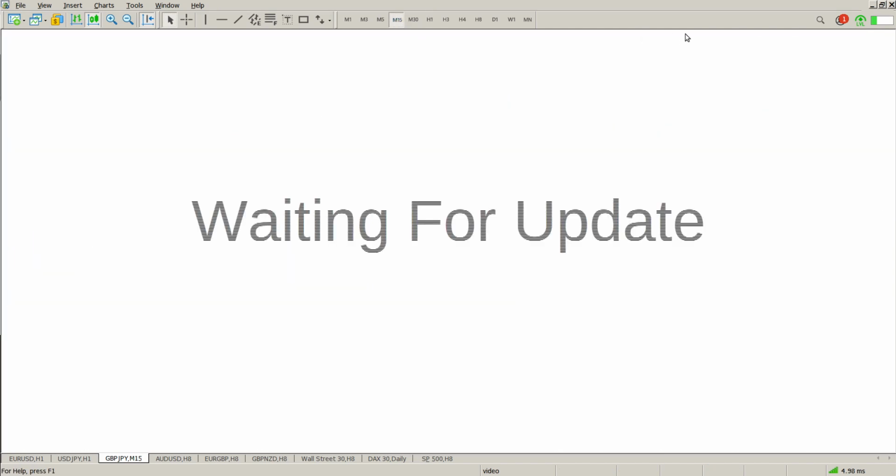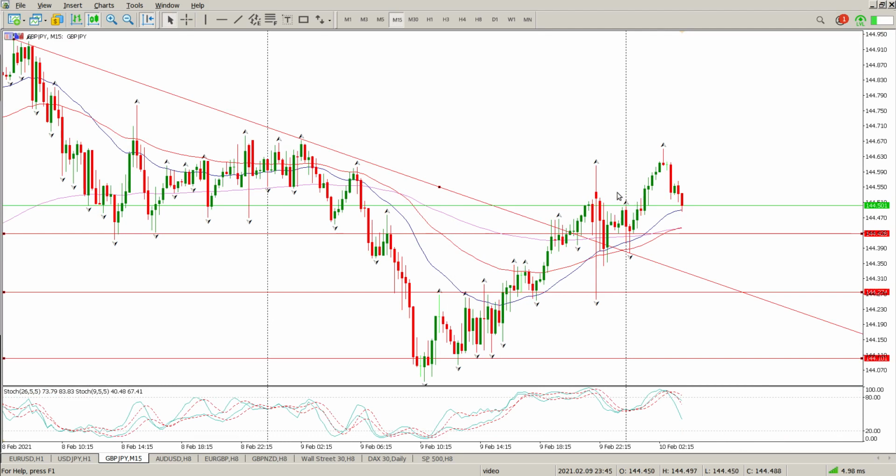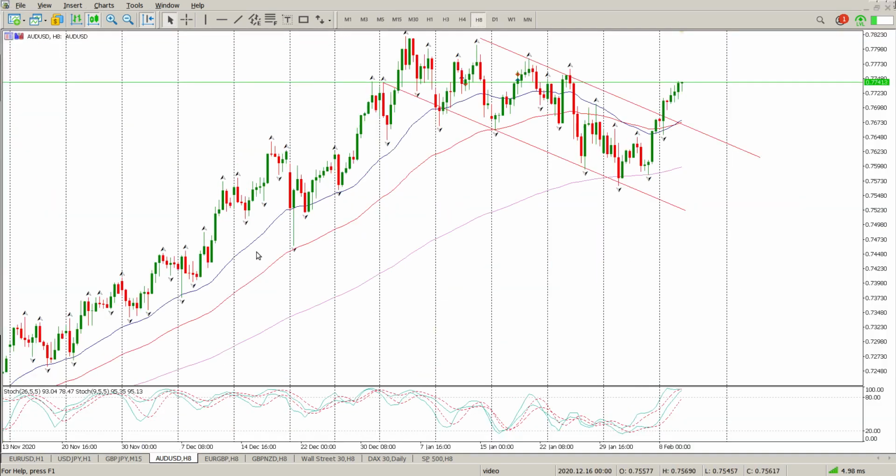Do it on the 15 minutes. It'll probably be a little bit easier to see what's going to be transpiring. And you can see all this barbed wire in the close, but somewhere down in this area, great area to buy into and look for the long.